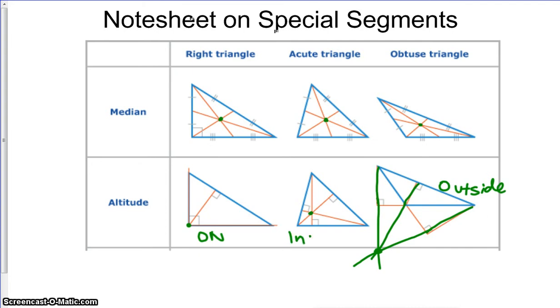Okay? So it's going to be very important because on tests and quizzes I may ask you, hey, where are the altitudes concurrent on an acute triangle? And you need to be able to say inside. Or where are the altitudes concurrent on an obtuse triangle? Outside.